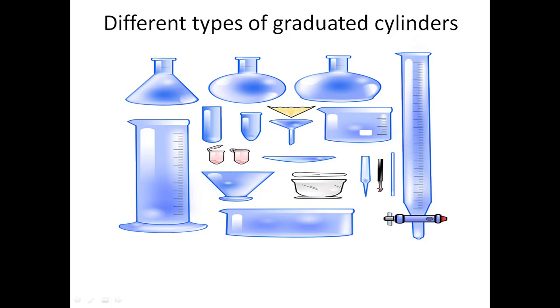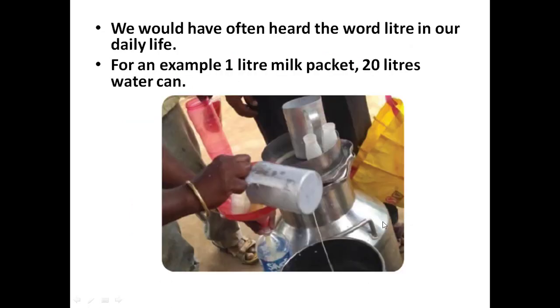Different types of graduated cylinders. This is a conical flask, this is a round bottom flask, this is a flat bottom flask, this is a burette, this is a measuring jar. These are other kinds of measuring instruments found in laboratories. We would have often heard the word liter in our daily life. For example, 1 liter milk packet, 20 liters water can. You can also see in this picture a milkman pouring milk in liters from a measuring jar to a customer.